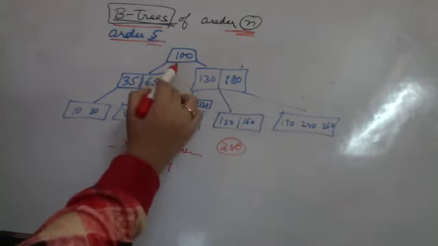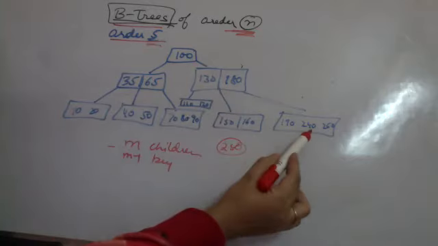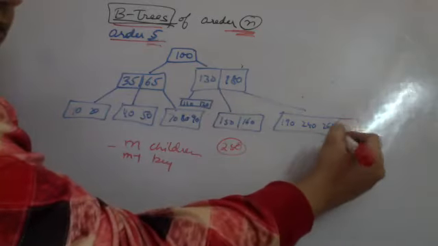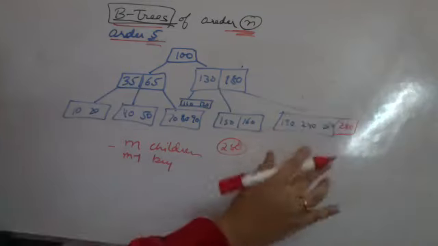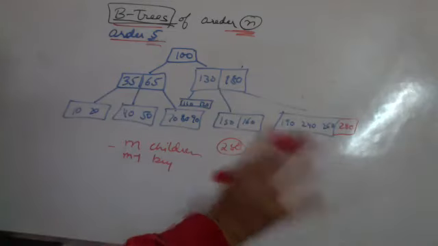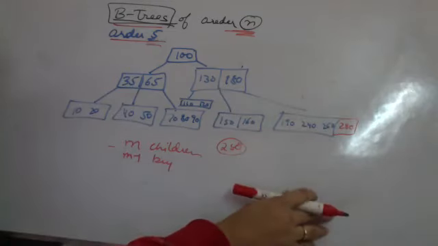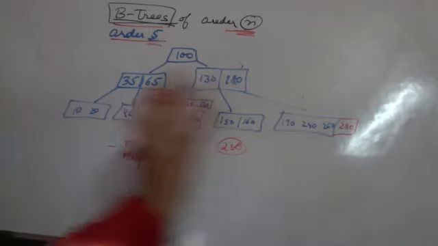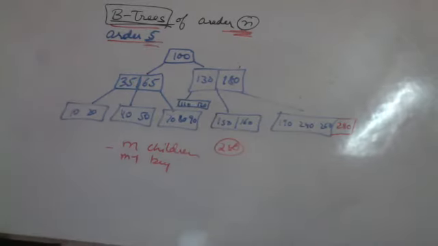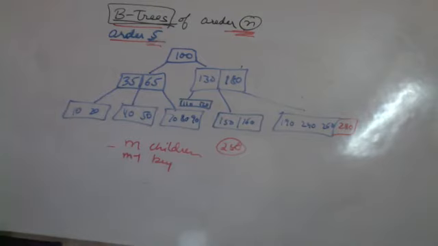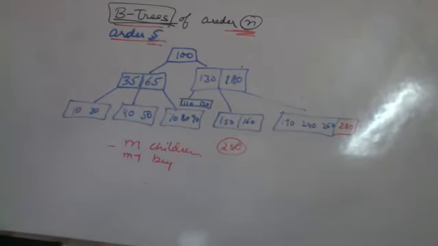280 is greater than 100, greater than 180, greater than 260. I can still insert it here. Why? Because at the last level I can have m-1 keys. Are you all understanding that this is a valid example of a B tree? Or maybe I'll just start creating a B tree from scratch so that you all understand.